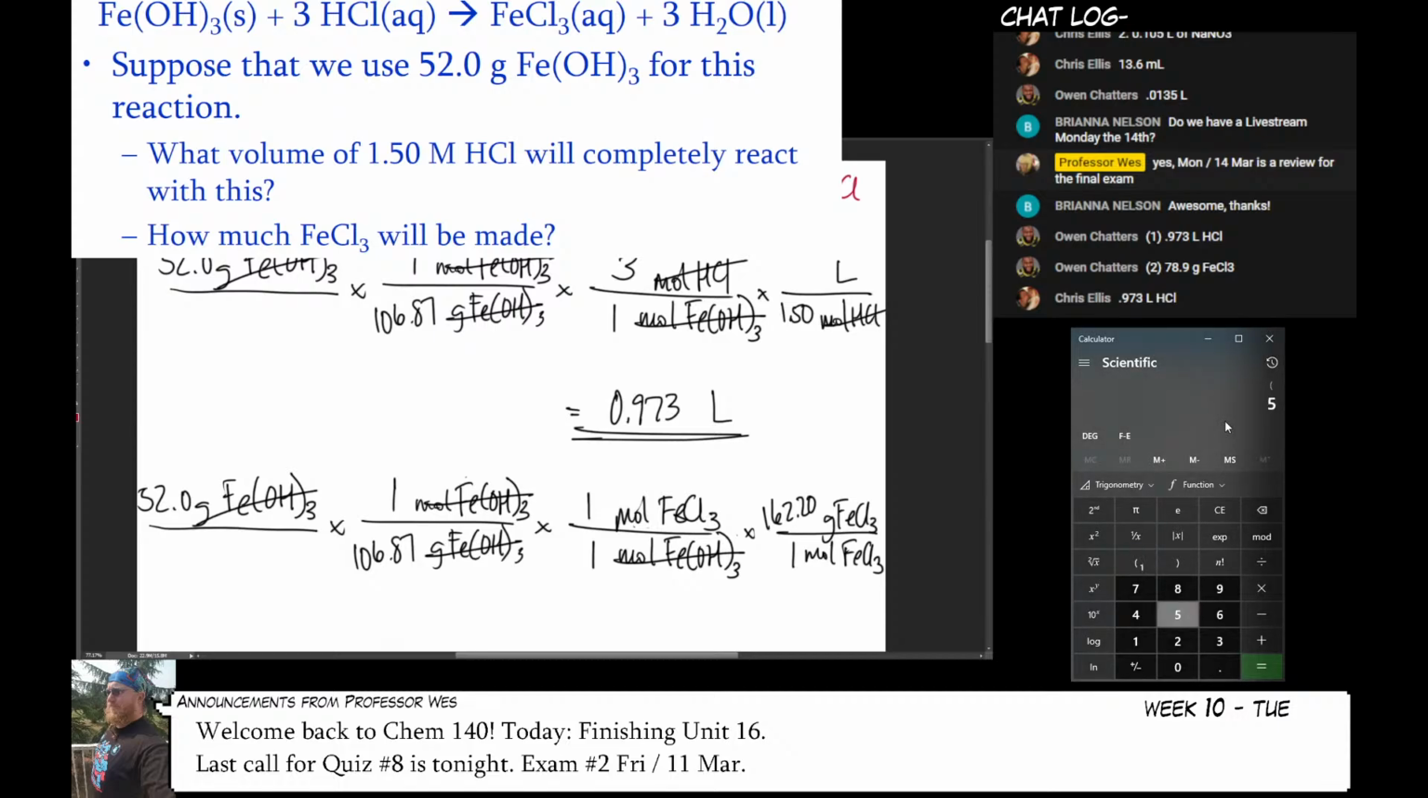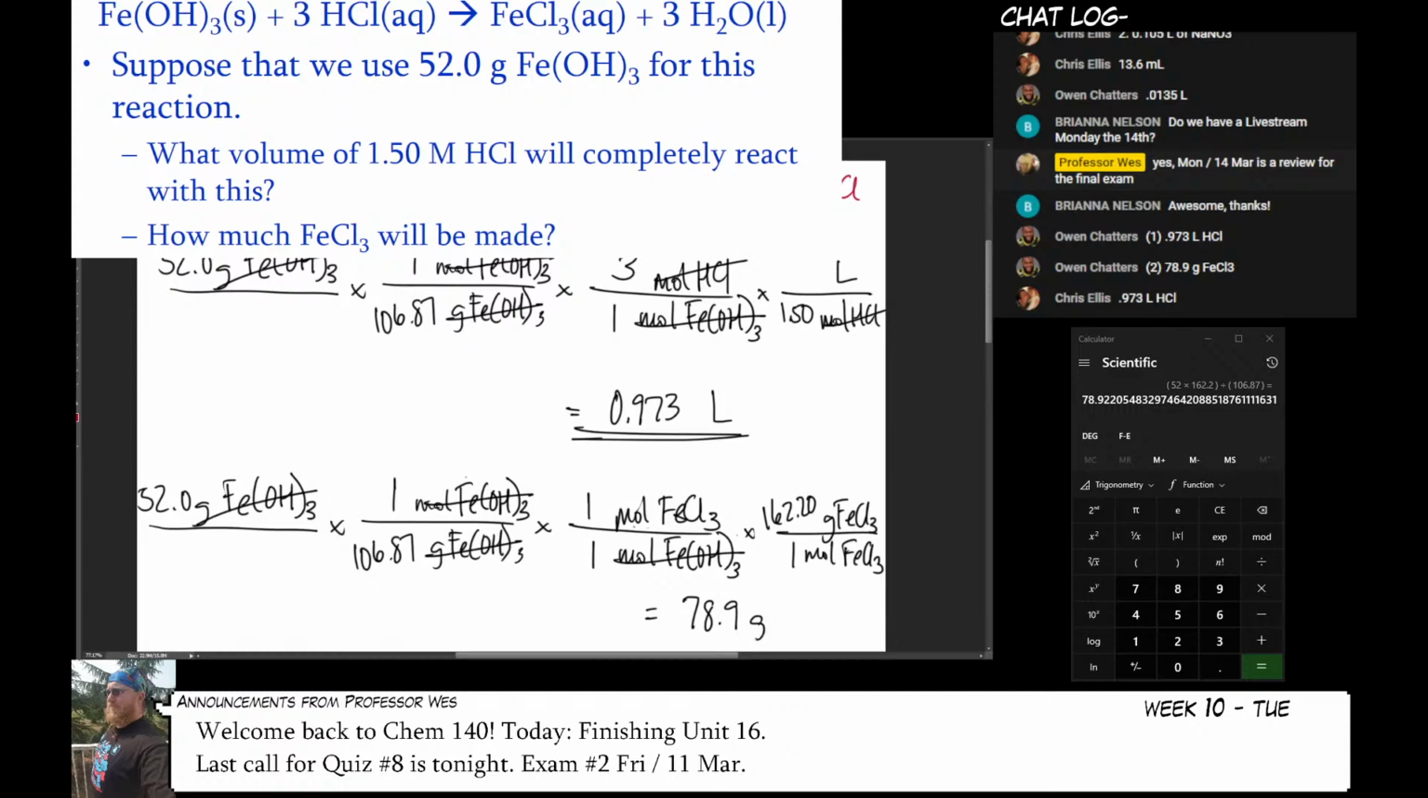So 52.0 times 1 times 1 times 162.20 divided by 106.87. And you indeed do get 78.9 grams of FeCl3. There it is.